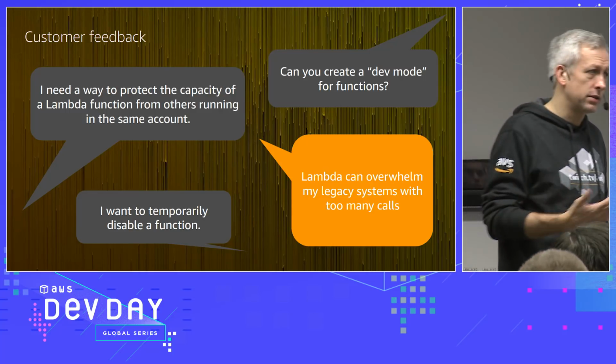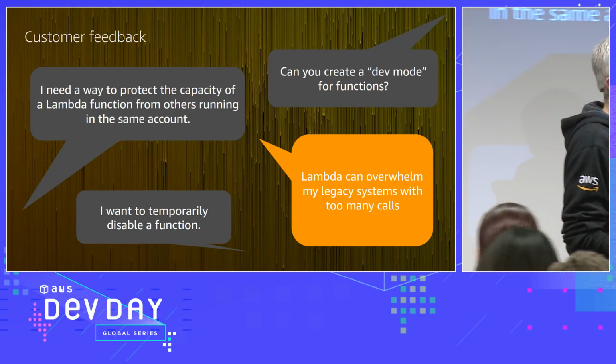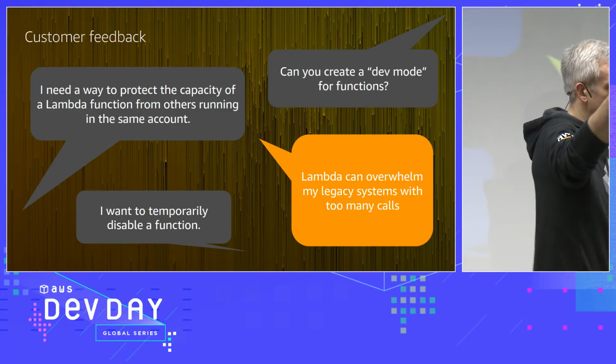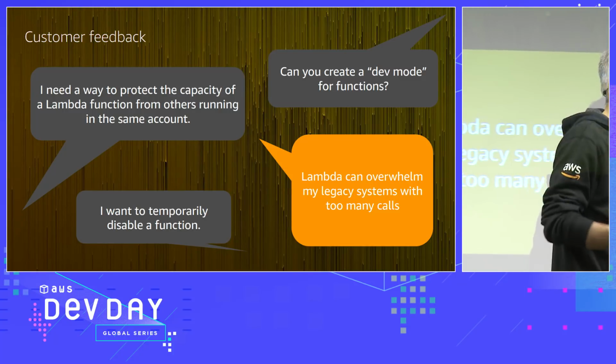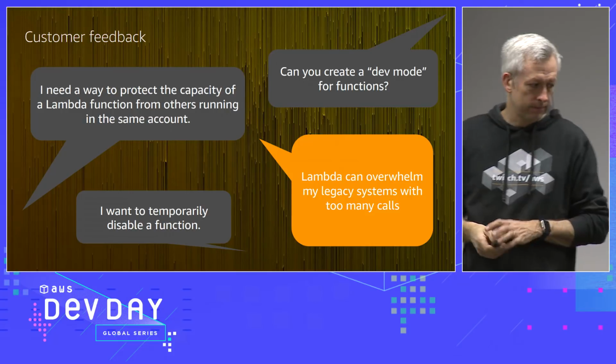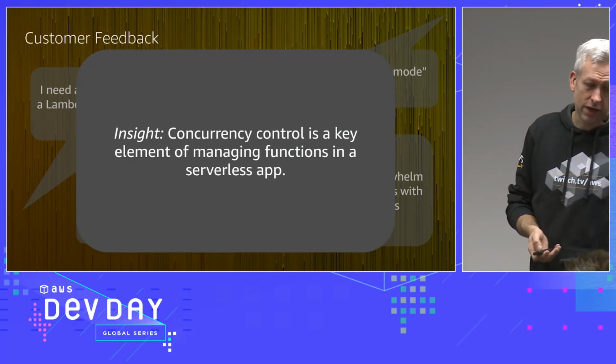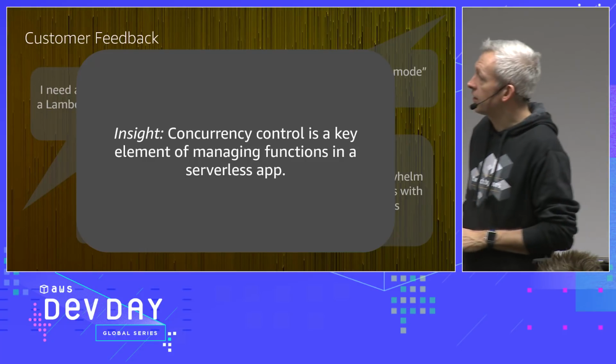What if I've got a database backend which is licensed for 100 concurrent connections, but I've got a mobile app which is heavily trafficked, which is driving 10,000 concurrent connections? How do I govern that? How do I control it? So concurrency control is really important to these kinds of use cases. And there's a few things we've added here.